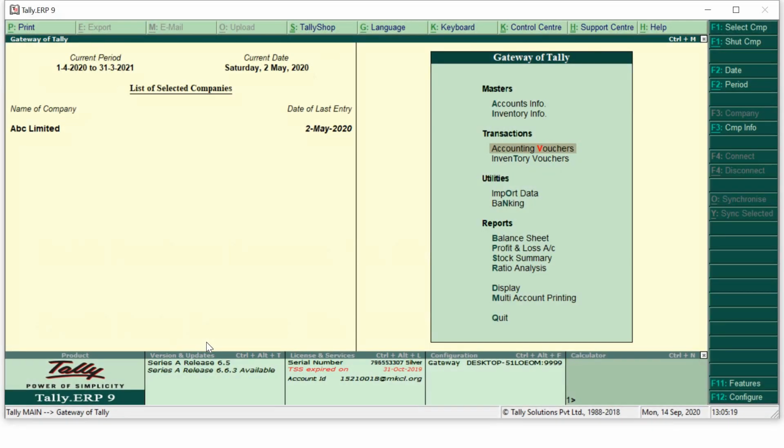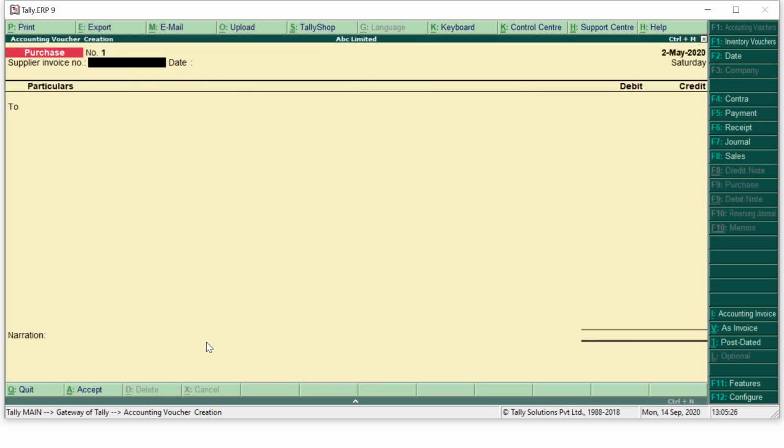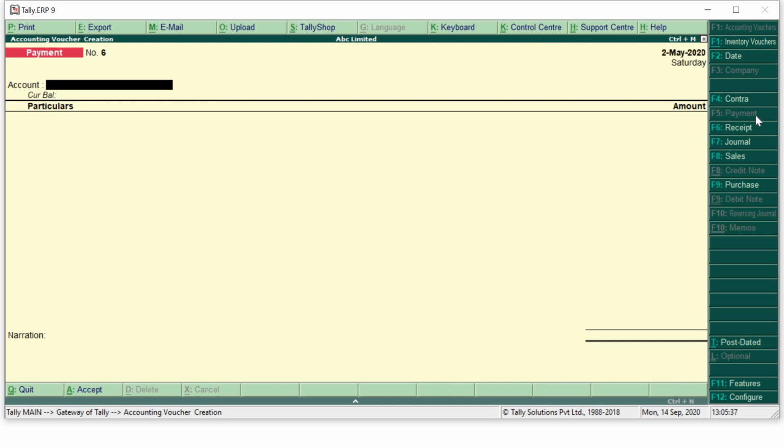So let's move on to Tally software. For making accounting vouchers or making voucher entry, I will press accounting vouchers. In that, by default, you can see that there are purchases, but for making purchases, your shortcut key will be F9. We have studied about payment, whose shortcut key is F5. We have studied about receipt, the shortcut key is F6. Now we will study about purchases and our shortcut key is F9. I will select purchases either over here or directly press F9 from my keyboard.